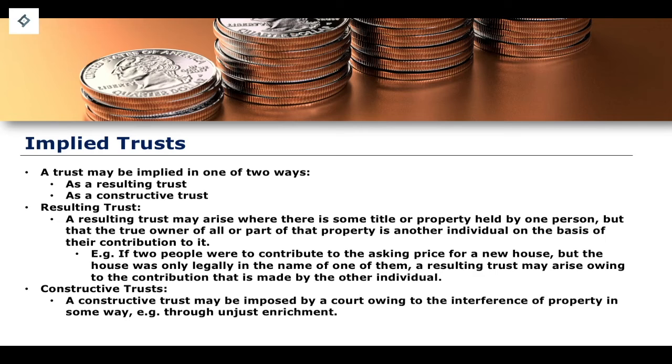Finally, then, a constructive trust is one which may be imposed by a court owing to the interference of property in some way. One such example of this will be the existence of unjust enrichment and the sort of general restitution that exists as a result of that particular area of the law. We will get on to constructive trusts in more detail, but one thing to note is that a constructive trust exists as a kind of remedy to some kind of potential interference in property. And I've used the example here of unjust enrichment. And so a constructive trust may exist as a remedy to unjust enrichment.